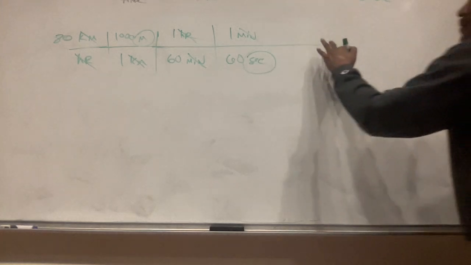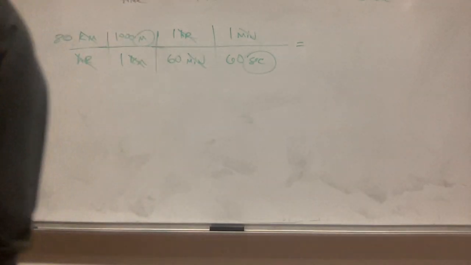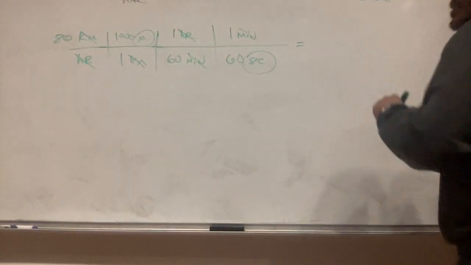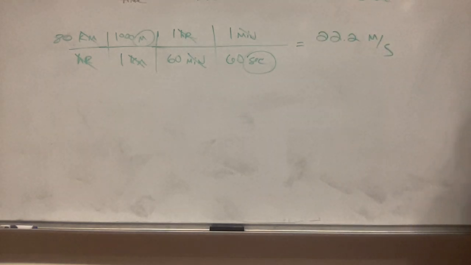So now I need to take care of the numbers, right? What's the number? It's 22.22 because I don't know if you see it. No, so it's 22.2. Meters per second. 22.2 meters per second. Anybody got anything different? Everybody got the same number. Okay, that's good. So we converted 80 kilometers per hour to meters per second.